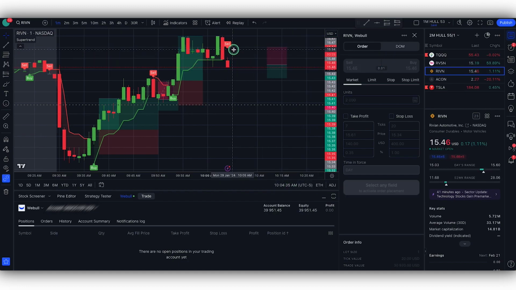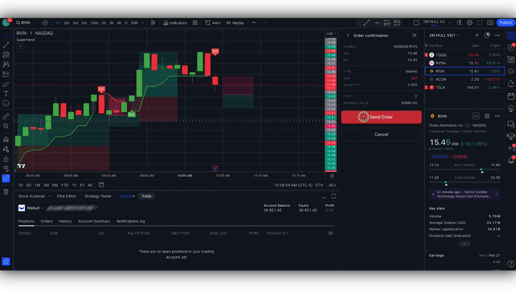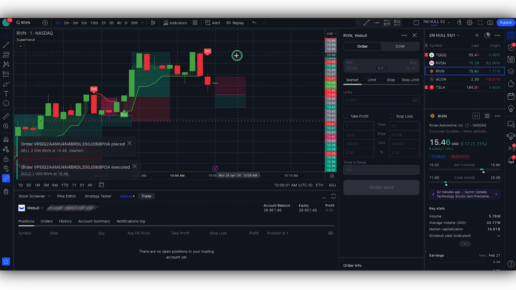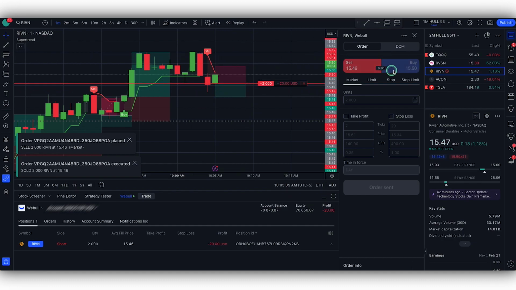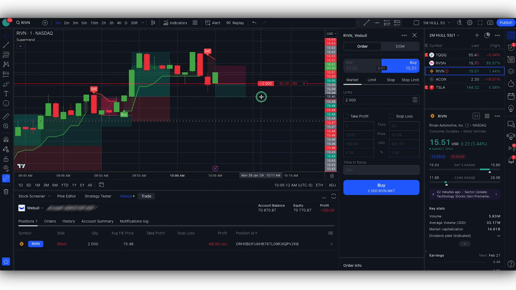Okay, so we got a sell signal. Now we're waiting for this bar to close in 20 seconds. Get our order ready. Sell 2,000 units. That's $30,000. And we're in right now. So we're going to want to buy back if this hits our first profit target, and then set our stop loss to where we bought at.